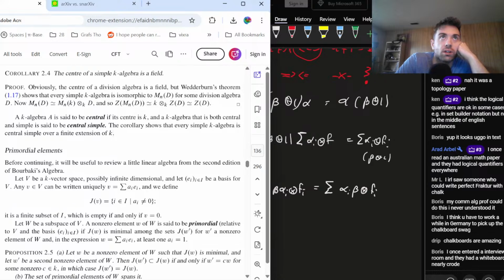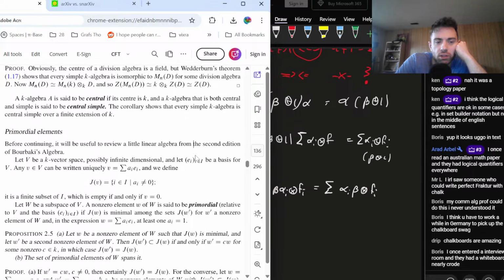Does K, and K necessarily is a subfield of this? I'm tempted to believe it. Yeah, I guess so, because you just look at the K diagonal matrices in there. Okay. I guess this is an important point.